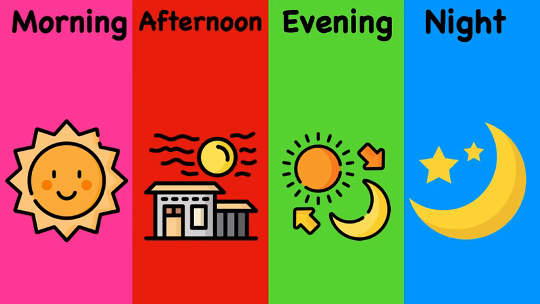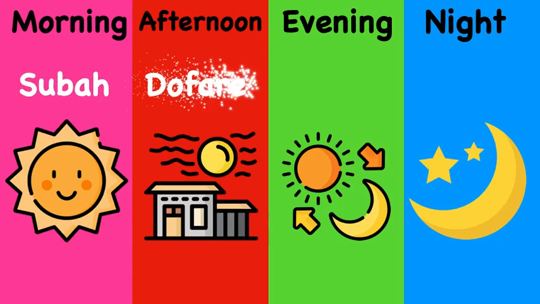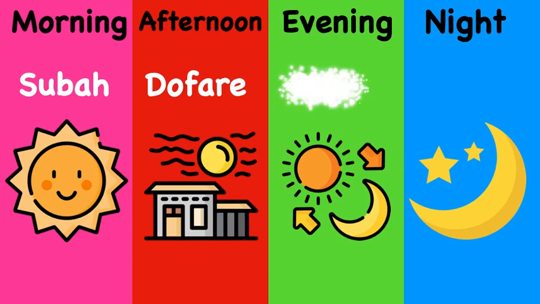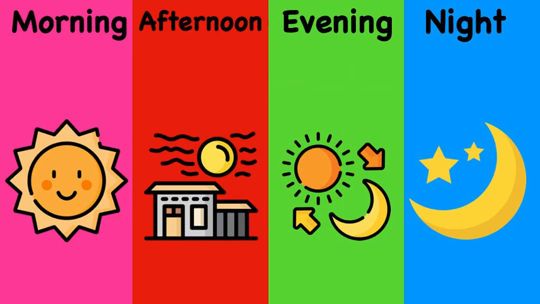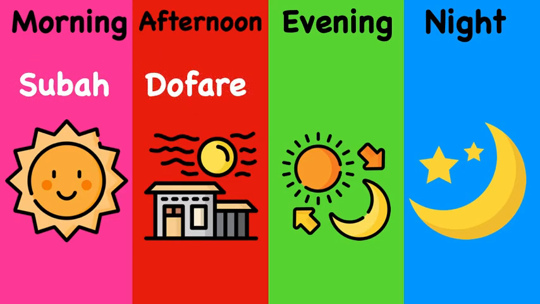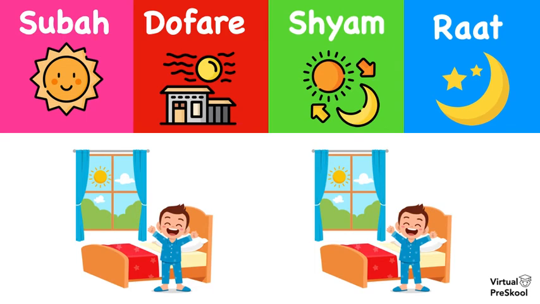The 4 words that we learned in class were for the times of day. Morning, subha, afternoon, doupher, evening, sham, and night, raat. Let's do those again. Morning, subha, afternoon, doupher, evening, sham, and night, raat. Now let's do some practice problems. Look at the picture and say out loud what time of day it would be. What would this one be? Subah, doupher, sham, or raat?